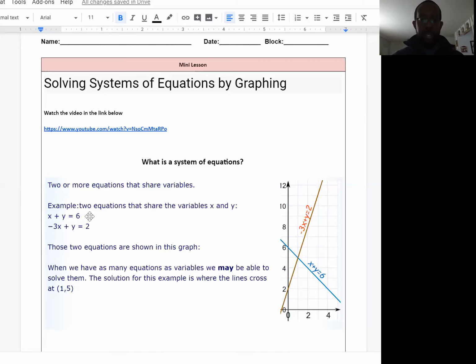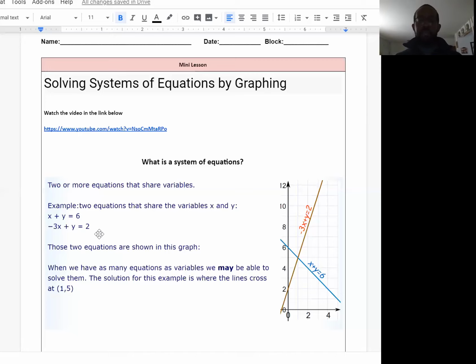So in order for me to transform this into that form, I need to move this x over to the right side of this equation. So I'll need to subtract x from both sides, and then that will give me y is equal to negative x plus 6, or negative 1x plus 6, okay? The second equation will be y is equal to 3x plus 2.